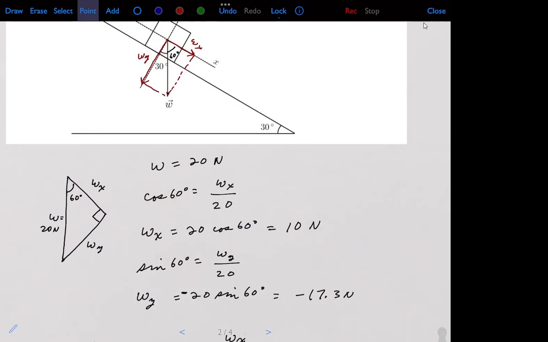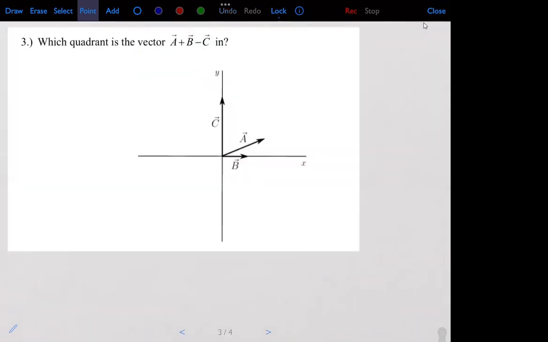Okay, last question. Which quadrant is vector A plus B minus C in? Well, we don't need an exact answer, right? So we can do this just by adding it graphically. If I start with A, I want to add B. So I'm going to move the tail of B to the tip of A. It'll look something like this, right?